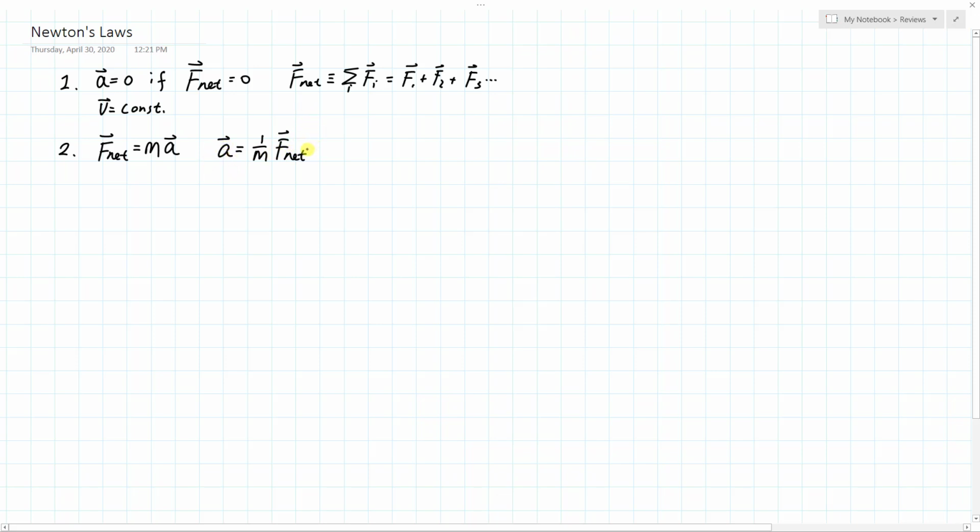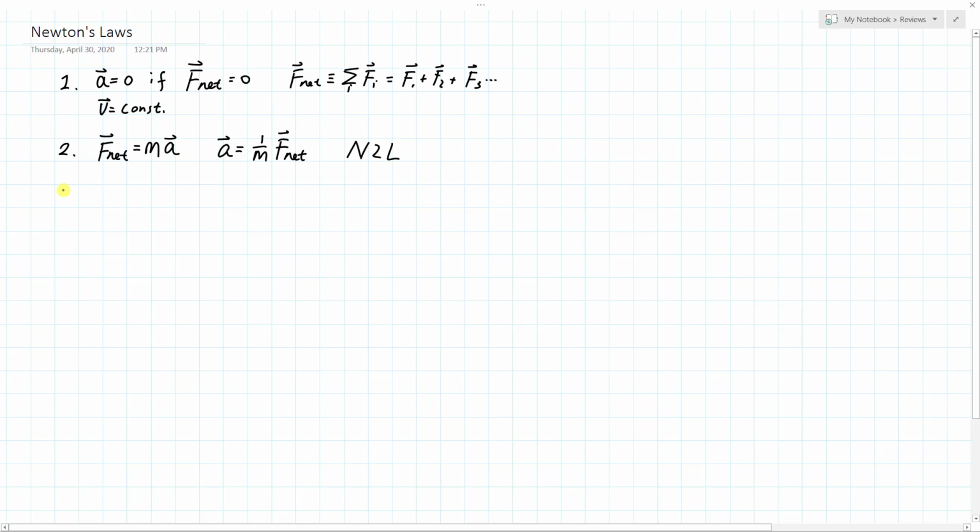And this is the generic case, with the first law as the special case. The first law is just when a is equal to 0, F net is equal to 0. And this Newton's second law, we usually just say N2L. This Newton's second law is the most important one of the three laws, because there's an equation, and you can use an equation to solve problems.